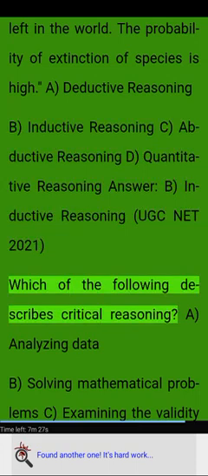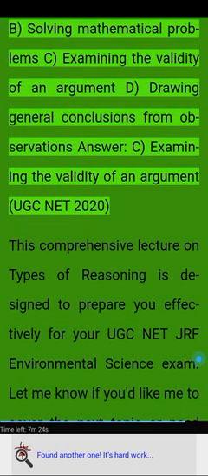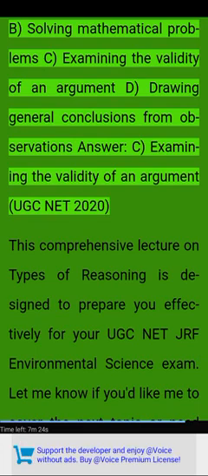UGCNet 2021. Which of the following describes critical reasoning? A. Analyzing data. B. Solving mathematical problems. C. Examining the validity of an argument. D. Drawing general conclusions from observations. Answer. C. Examining the validity of an argument.